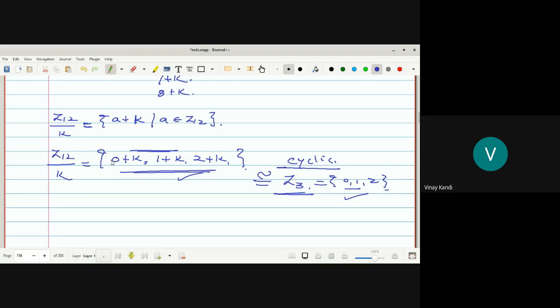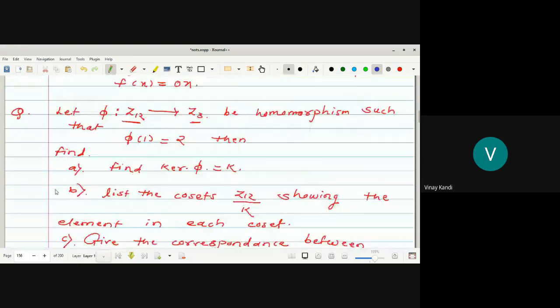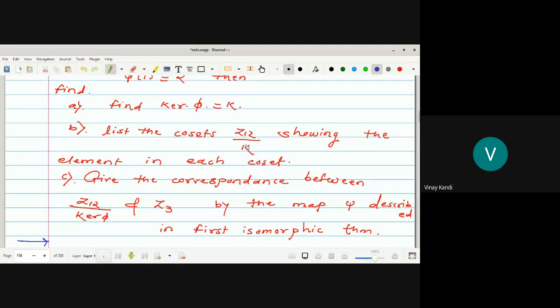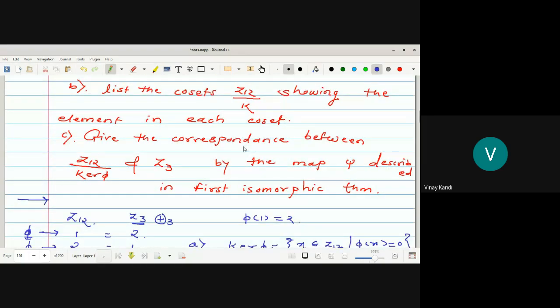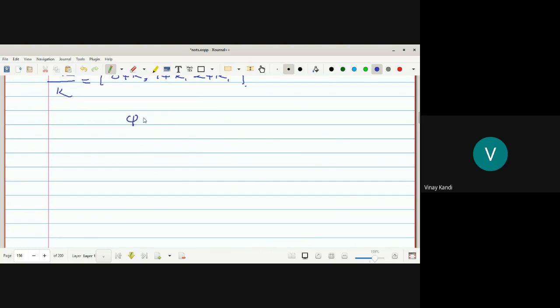Okay, now see. So here Z12 upon K, that is Z12 upon kernel of phi, contains 3 elements. Okay, now find the kernel of phi first. Find out, list the cosets. Third one, give the correspondence between Z12 upon kernel of phi and Z3 by the map psi described in the first isomorphism theorem. Okay, we define the map psi from where to where did we define it?